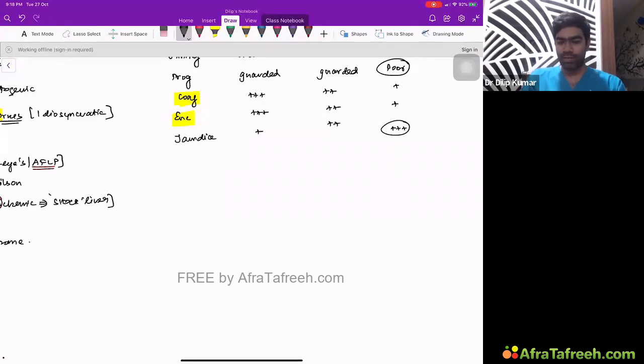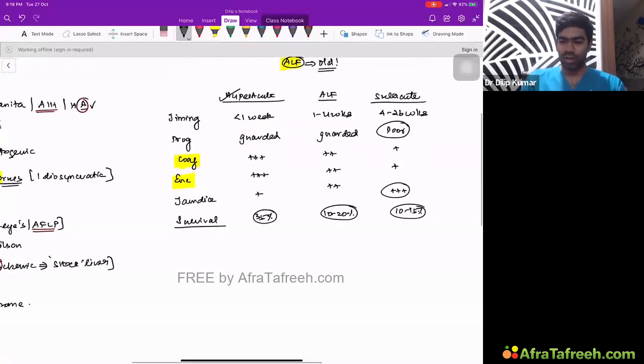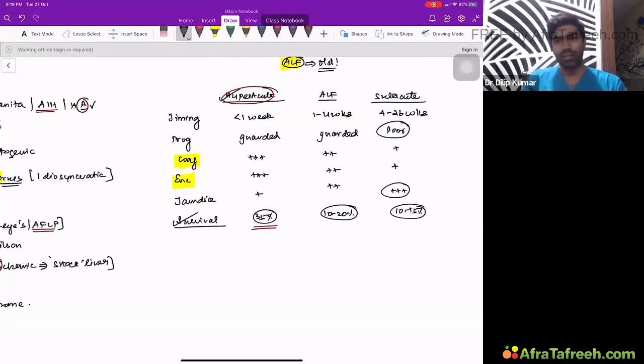And at the same time, if you ask about the survival, we are talking without a transplant. Survival without a transplant is approximately 35% here. Survival without a transplant is approximately 10 to 20% here. Survival without a transplant is only 10 to 15% here. So the faster you get a liver failure, actually there is a better chance to survive without a transplant. But if you take a chronic liver failure, there is almost 0% chance you survive without a transplant.